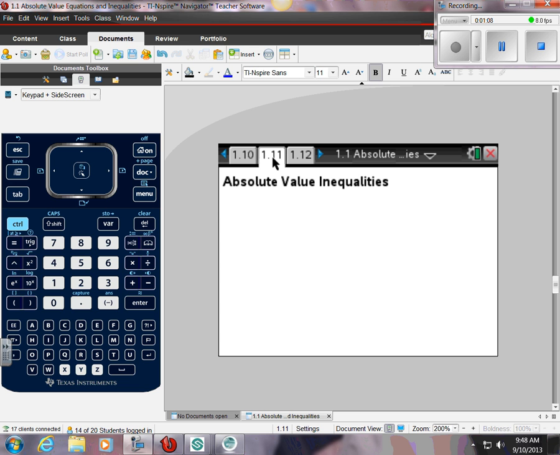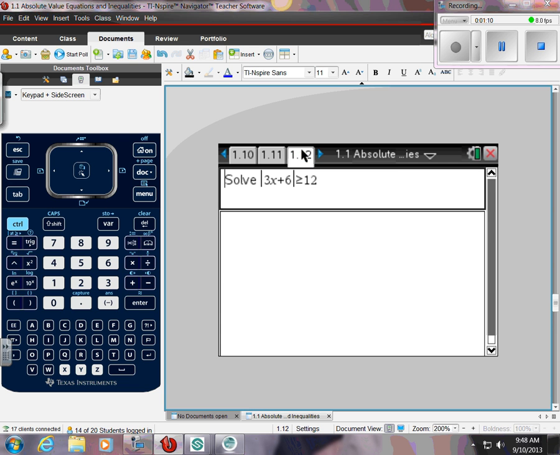Are you ready to try one? Awesome. Next page. All right, so I have the absolute value of 3x plus 6 is greater than or equal to 12. Now, is the absolute value isolated? Yeah, absolutely. So I can go to my next step, right? My next step, if this was an equation, would be to set up two equations. So my next step is going to be set up two inequalities, okay?